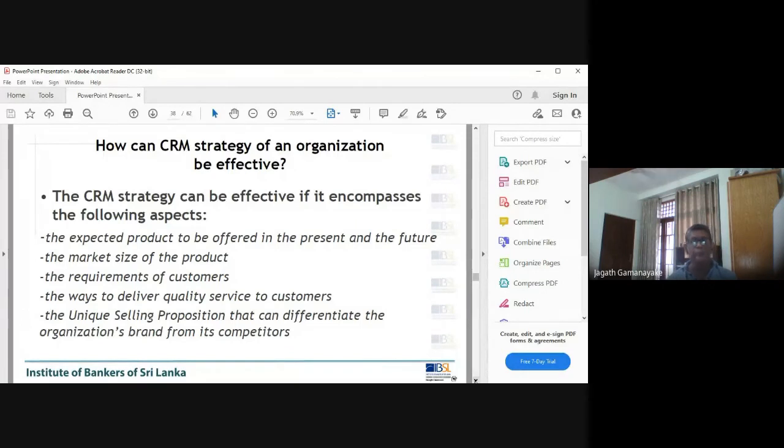Then only can the CRM of an organization be effective, right? In order to be an effective CRM strategy, it has to cater to the present and the future. So it has to fulfill not only the present requirements, but also the future requirements. Then look at the size of the product and the size of the market, right? We are not just catering to all the markets, but we need to look at making use of our resources for whom we can market. Then deliver quality service to customers, and how we differentiate from competitors. If the competitors are also using the same strategy, how can you differentiate? So for the CRM strategy to be effective, you need to take these aspects into account, right?